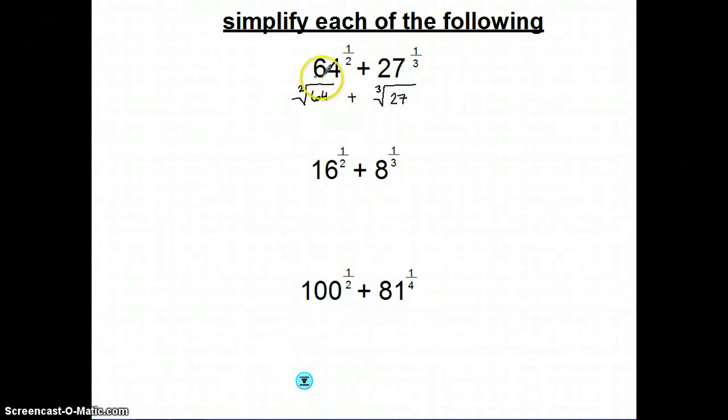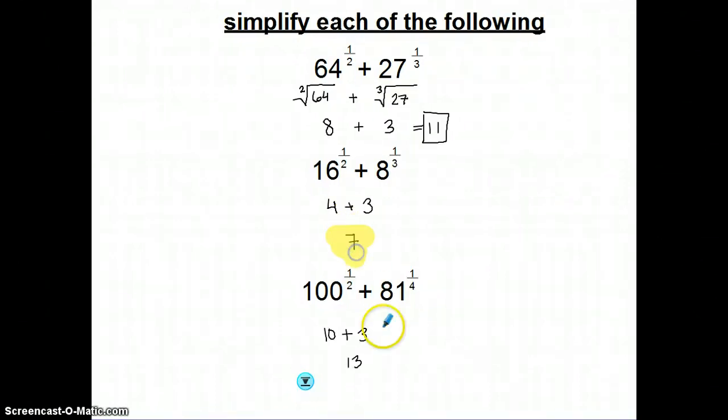I need 2 numbers that multiply to 64. That number would be 8. I need 3 numbers that multiply to 27, and that is 3. I then add these together to get 11. So the most simplified form of this expression is 11. Go ahead and pause the video and try these next two on your own. For the first you should have 7, and the last you should have 13.